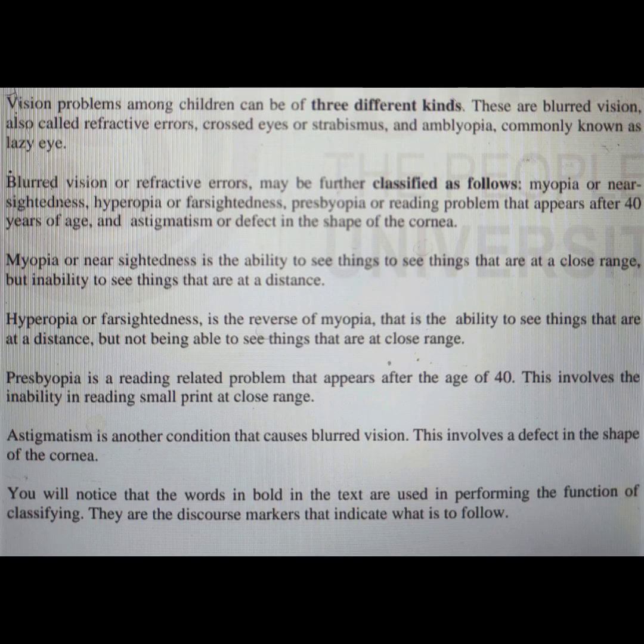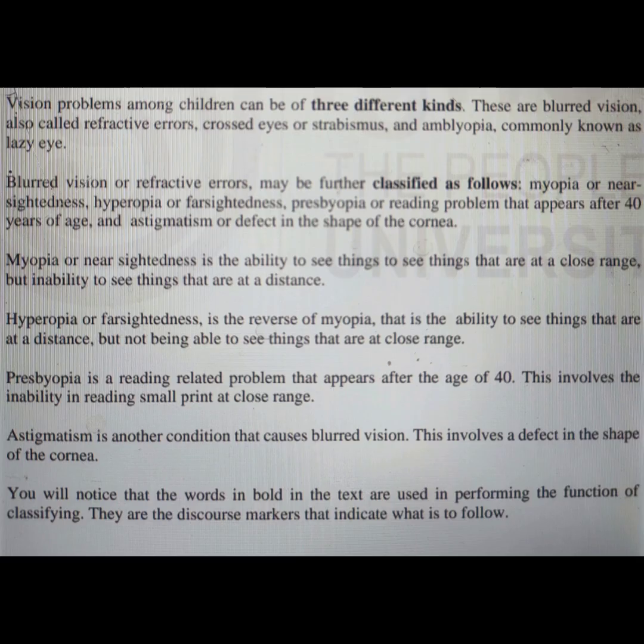Blurred vision or refractive errors may be further classified as follows: myopia or nearsightedness, hyperopia or farsightedness, presbyopia or reading problem that appears after 40 years of age, and astigmatism or defect in the shape of the cornea. Myopia or nearsightedness is the ability to see things that are at a close range, but inability to see things that are at a distance. Hyperopia or farsightedness is the reverse of myopia, that is the ability to see things that are at a distance, but not being able to see things that are at close range.